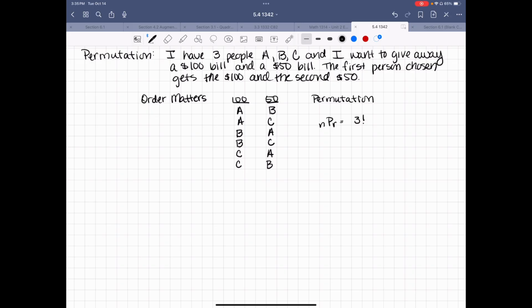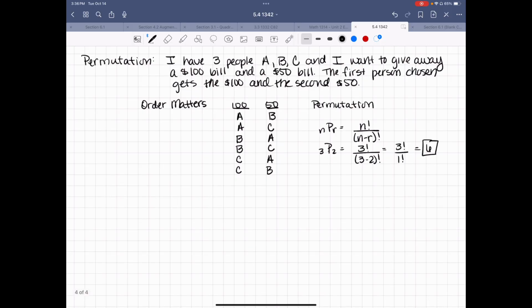R is 2, so this is 3. Let me write the formula. NPR, so I have N factorial over N minus R factorial. So this is 3, choose 2. That's going to give me 3 factorial over 3 minus 2 factorial, which gives me 3 factorial over 1 factorial, which just is 6. Okay?